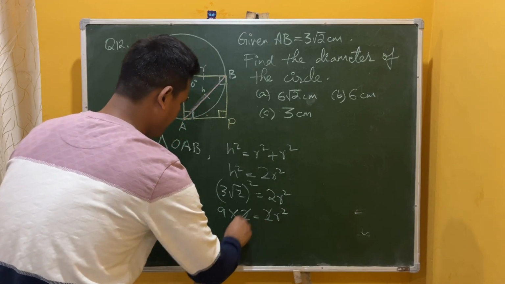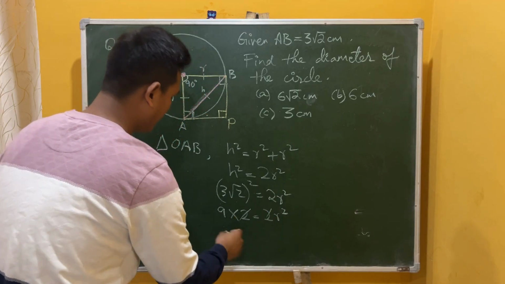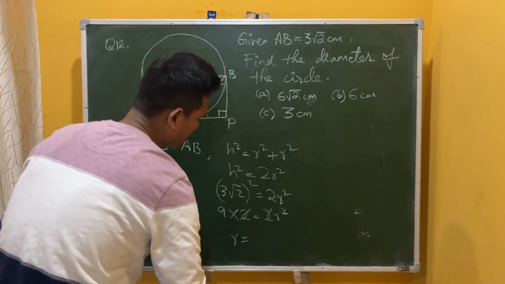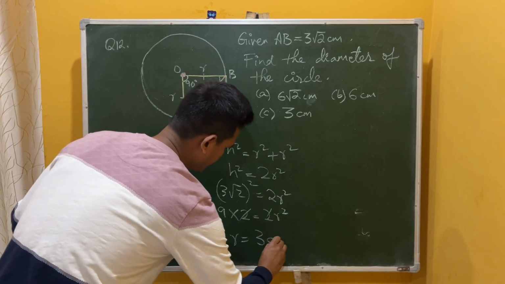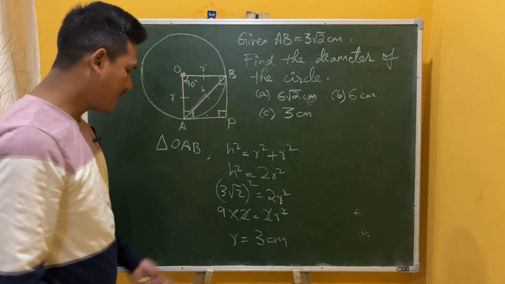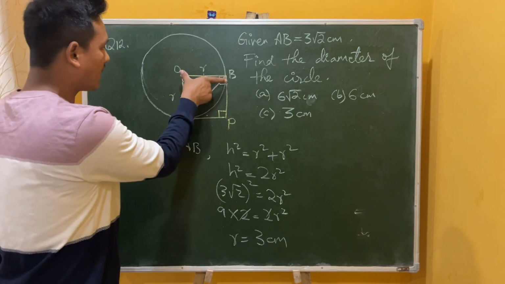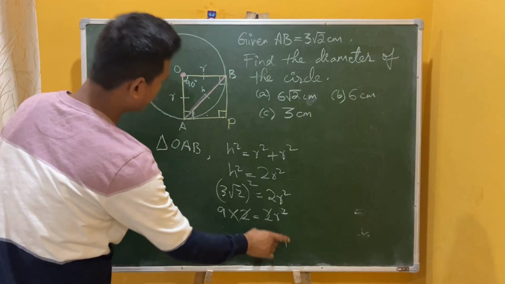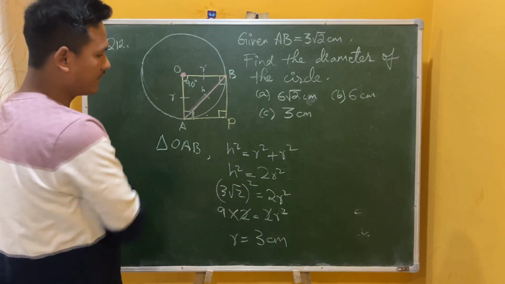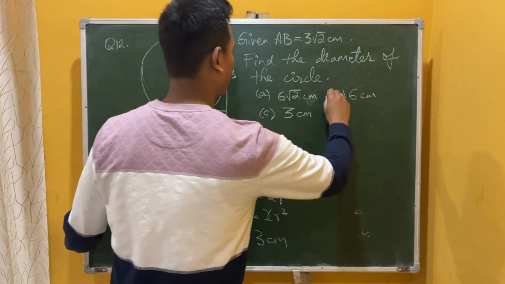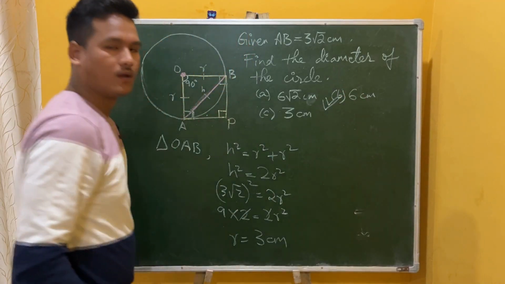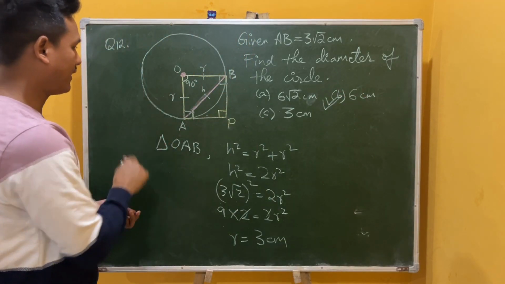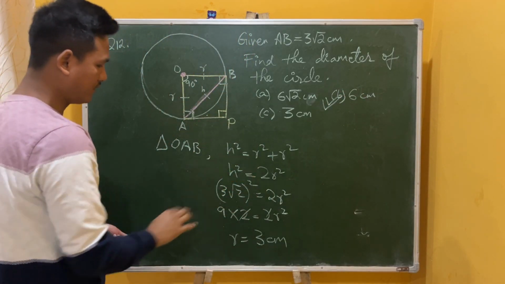So 2 gets cancelled. We have r square equals 9. That means r equals 3 centimeter. R is plus minus 3, but here r means radius, so you cannot consider the negative one. So r is 3 centimeter. The radius is 3, so diameter is 6. So one way of finding the solution is applying this method.